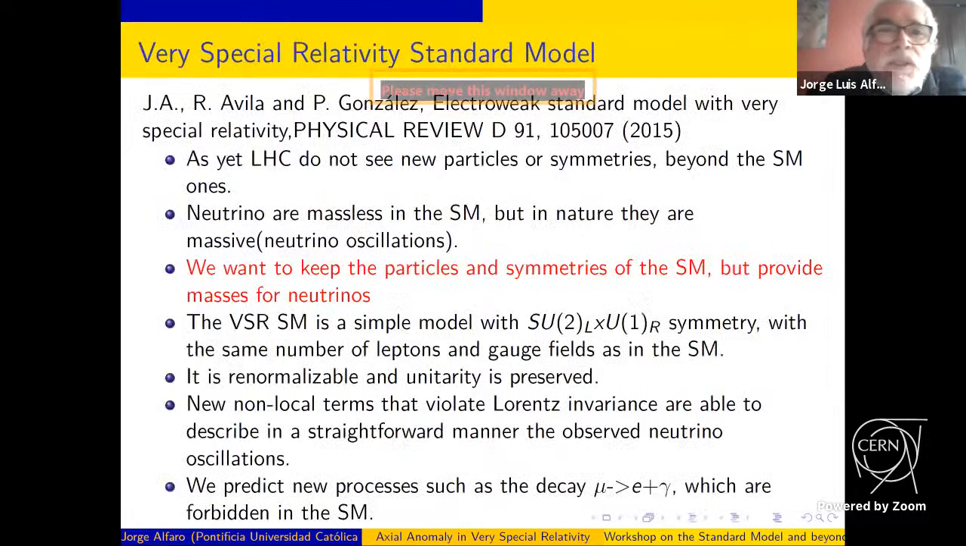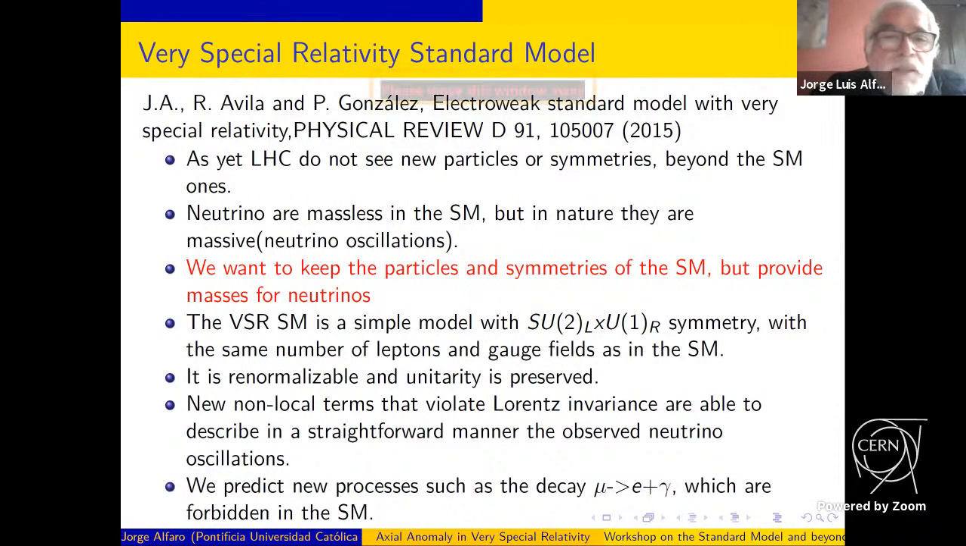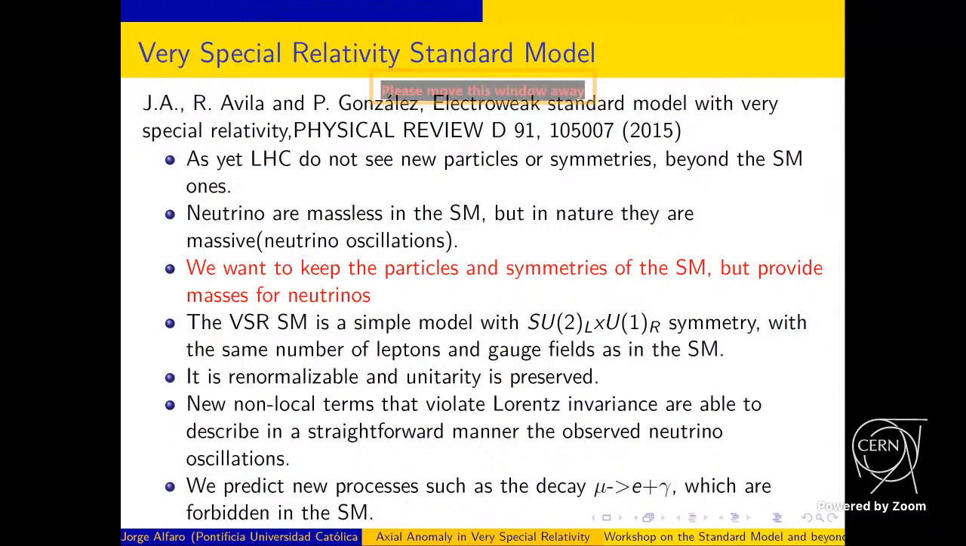And this is what we did in this very special relativity standard model. The main observation is that the LHC does not see particles beyond the standard model ones. Neutrinos are massless in the standard model, but in nature they are massive. Neutrino oscillation implies that. So we want to be rather conservative here and keep the particles and symmetry of the standard model, but produce masses for neutrinos.